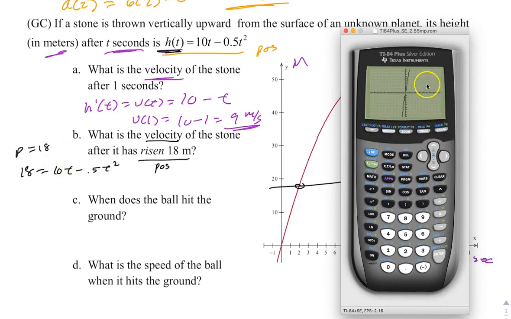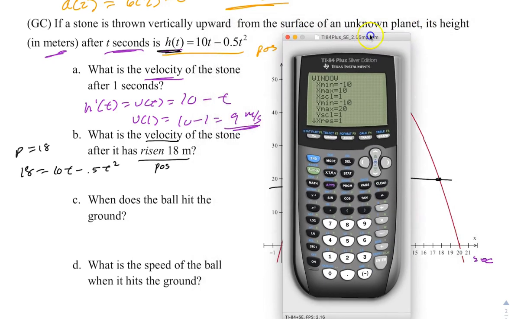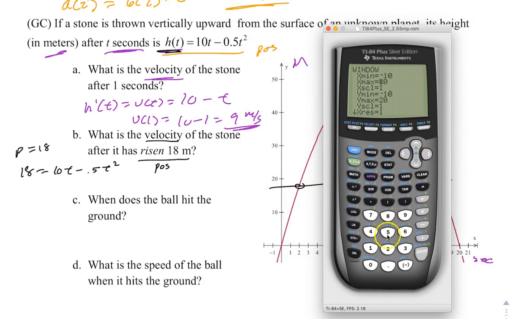You hit graph. Now, I really can't see it. I gotta fix my window a bit. So I'm gonna hit window. My max height is 18, so I'm gonna change my y max to like 20, so I can see it a little better. See, there's the line 18. And then I gotta go more right, because I can't see anything right now. Actually, let's look at the graph that they gave me. I should go to at least 20. So let me go to like 25 to give myself a little buffer. So there's a graph.